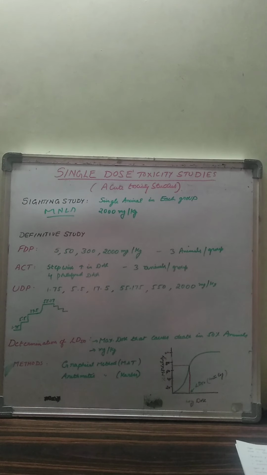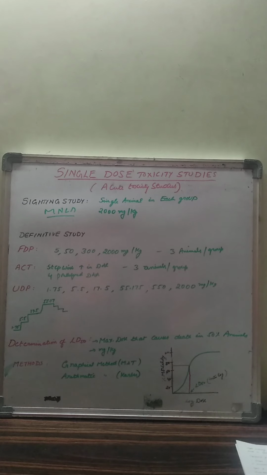So after knowing about the general protocol for these acute toxicity studies, now we will go with the specific procedure for each and every step. As we have three methods for the determination of the acute toxicity, one is FDP, ACT and UDP.